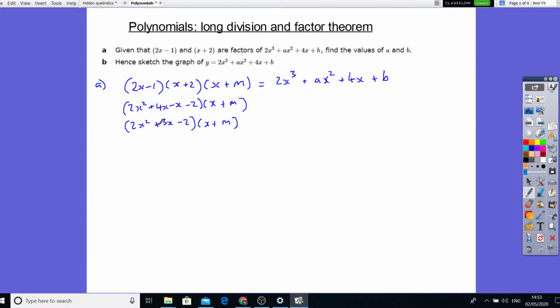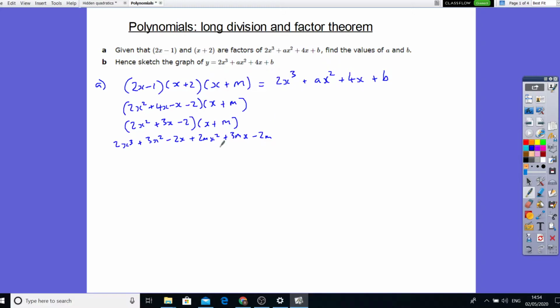So let's multiply everything by x first of all. All this times x is going to give me 2x cubed, 3x times x is 3x squared, minus 2 times x is minus 2x. Then I'm going to multiply everything by m. So I'm going to end up with 2mx squared, and 3x times m is 3mx, and then minus 2 times m is minus 2m.